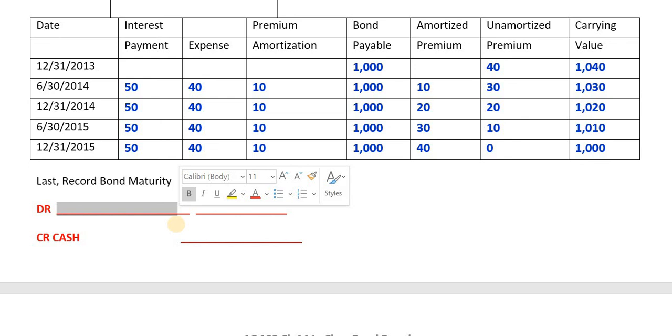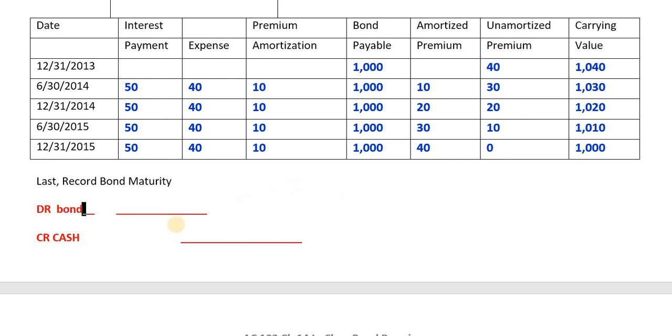So let's debit bond payable for $1,000 and credit cash for a like amount, $1,000. And that's how we deal with issuing, I should say, a bond at a premium.